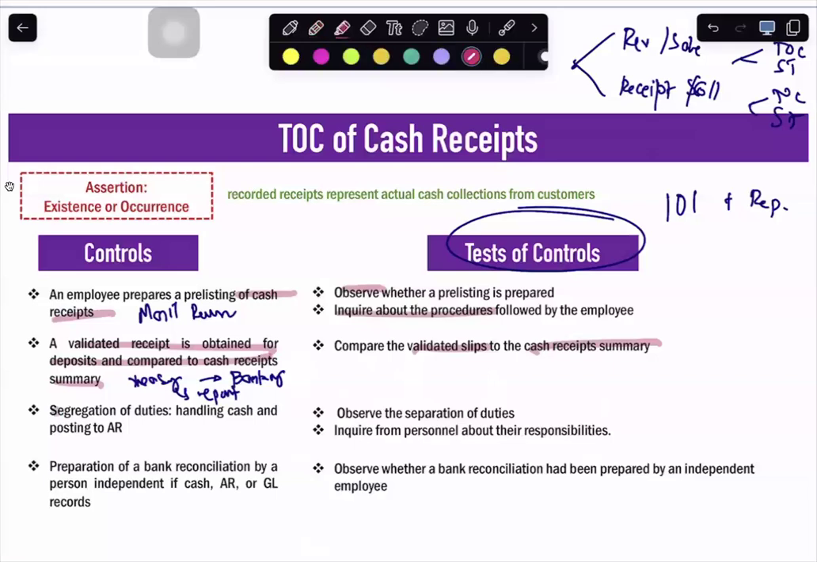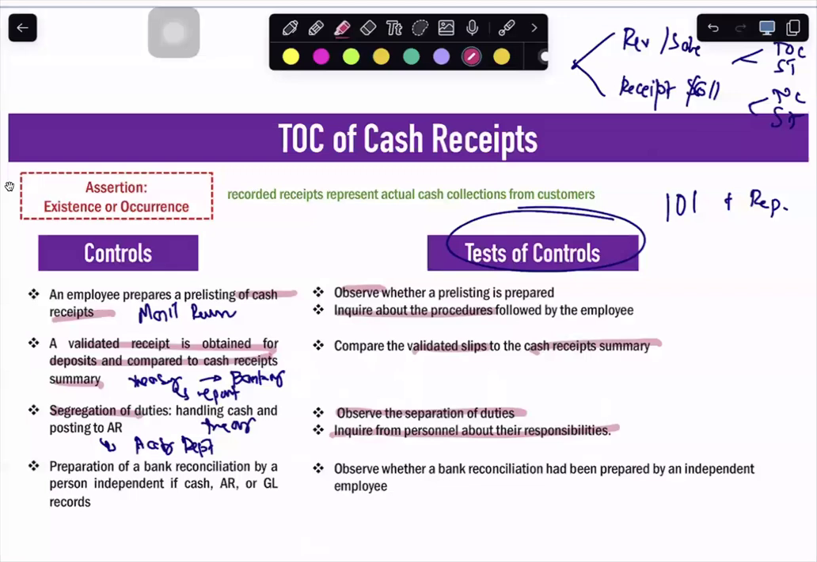Next, we test for the segregation of duties for the handling of cash and the posting of AR. For the handling of cash, it is the treasury, right? While the posting to AR is the accounting department. So, to test that control, we need to observe the separation of duties. Is it really the treasury who handles the cash? And is it really the accounting department who posts to the AR? At the same time, you inquire from personnel about their responsibilities. Because in case the treasury and the updating of the accounts are purely under one person, then there's no segregation of duties.